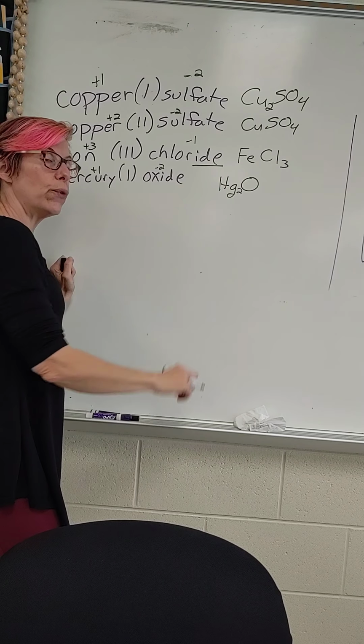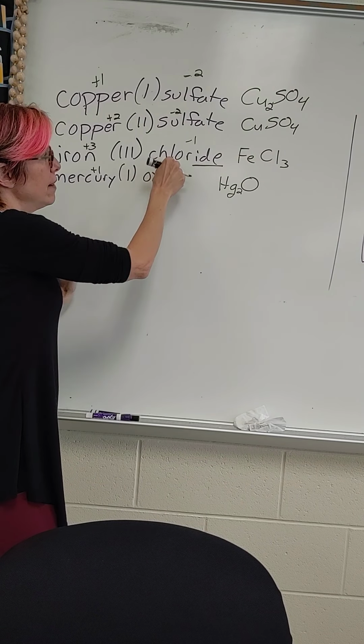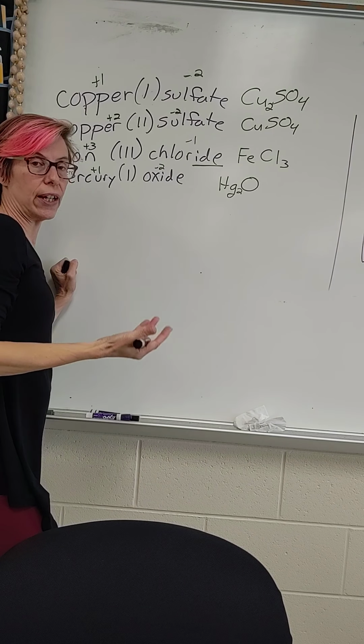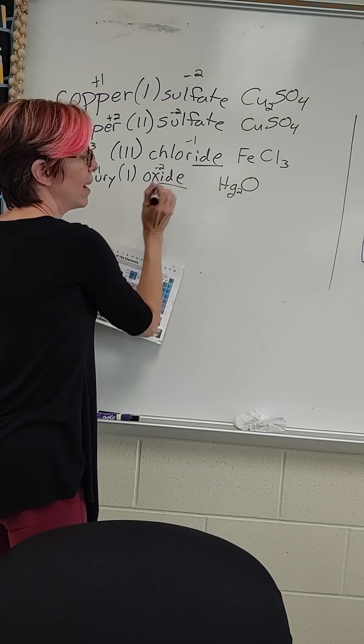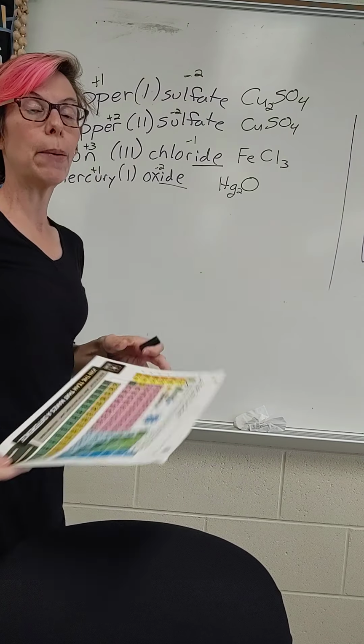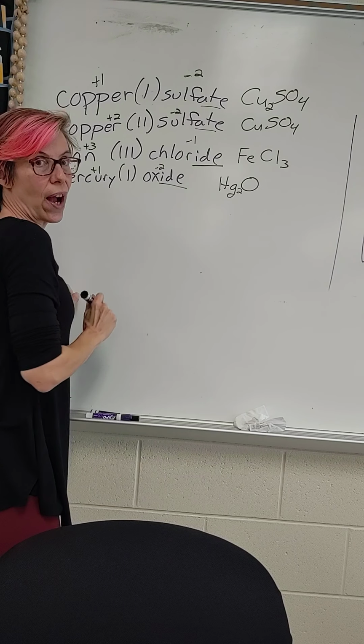This is how you write a formula for a transition element, okay? The negative ion, you're already going to know. You can look it up on your periodic table if it ends in IDE. You're going to look it up on your polyatomic ion chart if it ends in ATE or ITE.